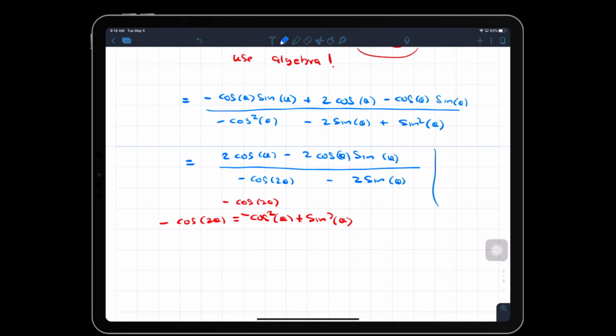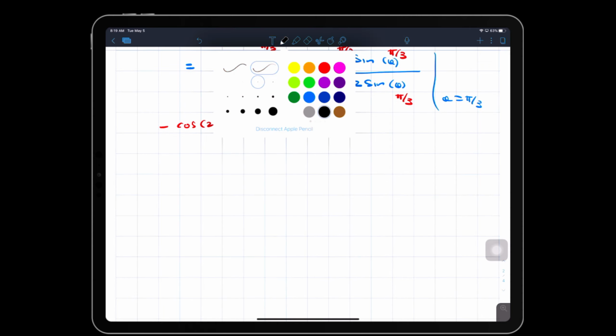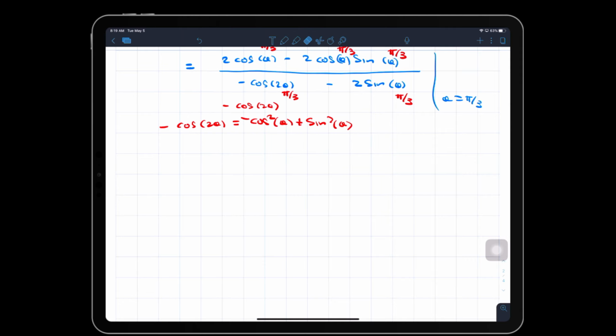Now, don't forget, we need this when theta is pi over 3. So I have to plug in a pi over 3 for theta everywhere. Pi over 3. Pi over 3. That's 2 pi over 3. That's pi over 3. So it will be helpful for us to know, and this is what I mentioned here, that pi over 3, that's 60 degrees.